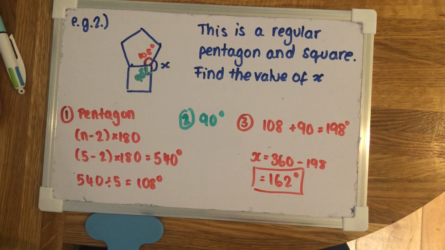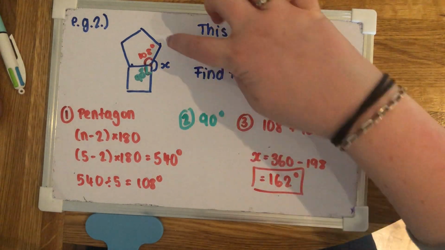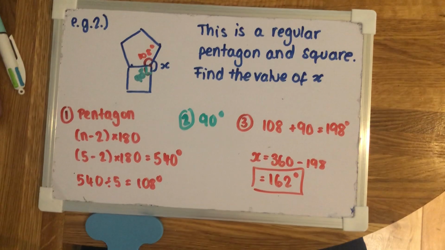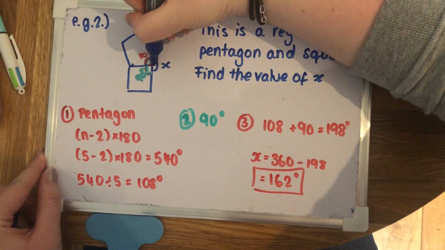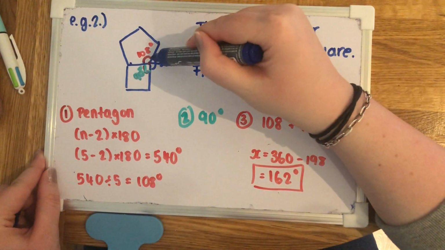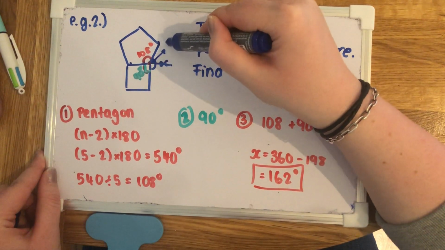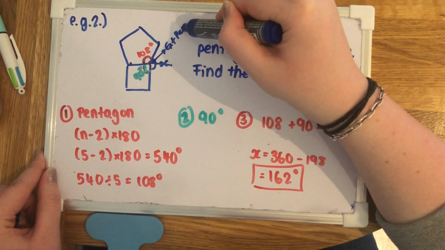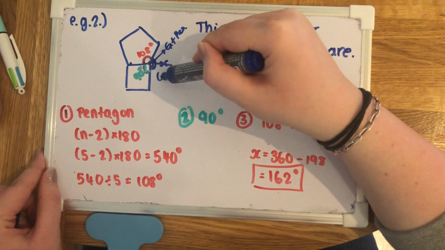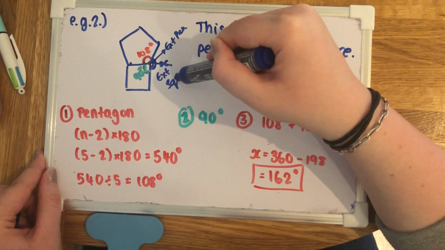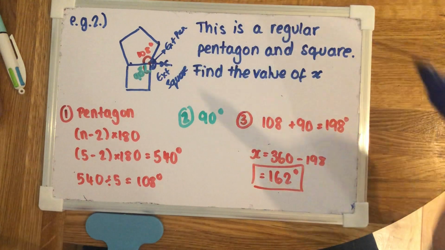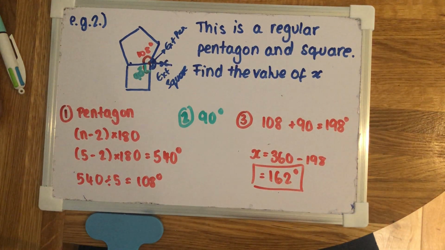This question, you can do it with the exterior angle, so you could find the exterior of the pentagon. I don't think I've got a thin enough pen, but if I draw like that. So this is the exterior of a pentagon. This is the exterior of the square. So if you found the exteriors of both of those and then added them together, you would get the same answer. Okay, so that's just an alternative. It won't work for all of them, but generally if it's shapes like that that have been stuck together, it will work. So I hope that helps a little bit.